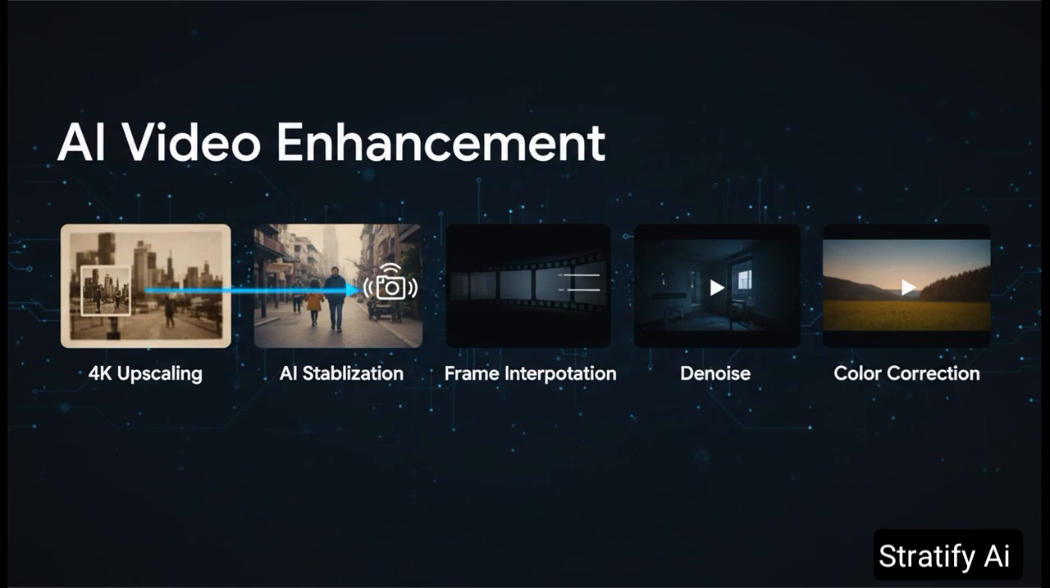We're talking 4K upscaling, so it can take that old 8mm film and boost it to modern high-def standards. It's got AI stabilization, which is a lifesaver for smoothing out that shaky handheld camera work from back in the day. It can even do something called frame interpolation. Basically, it creates brand new frames in between the old ones to make buttery smooth slow motion. And of course, just like with the photos, it can get rid of all that grainy noise and automatically fix the colors to make them pop.